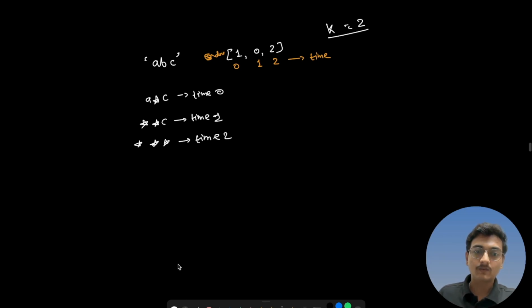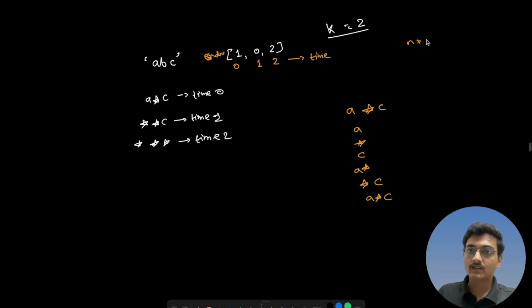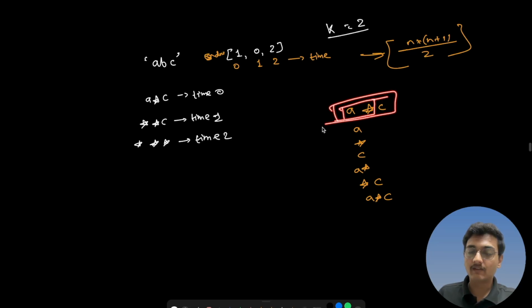So what are the substrings of this string? Let's calculate. For a star c, a is one substring, star is one substring, c is one substring, then a star, then star c, then a star c. We know the formula to calculate the number of substrings. So this is one, this is another, then this big one is another, then we have this small one, then this, then the whole string. That way we have six substrings.